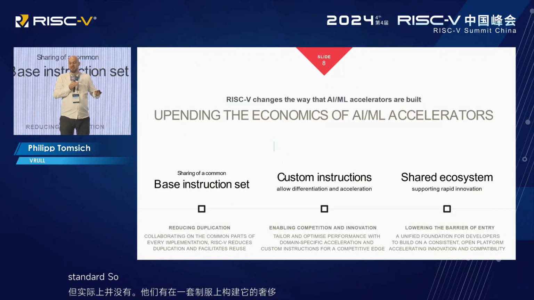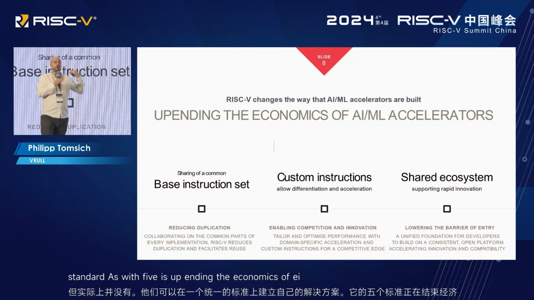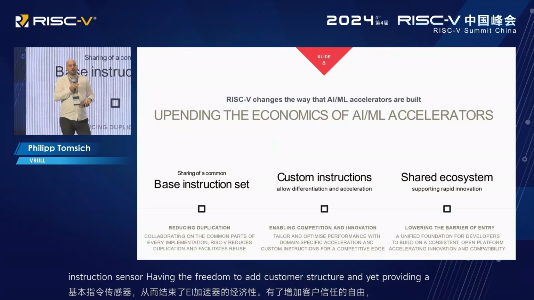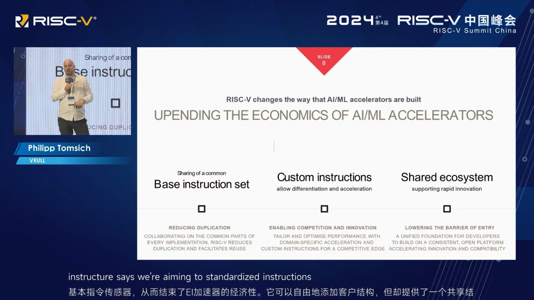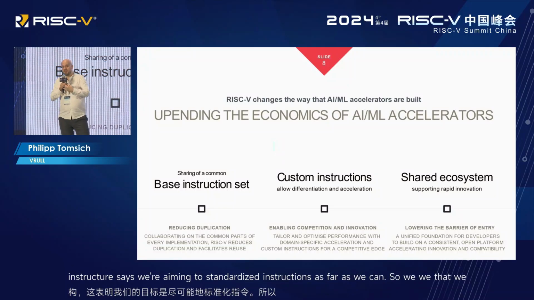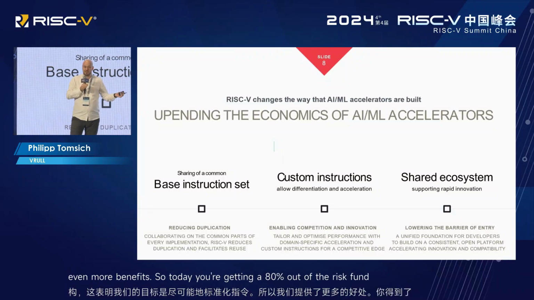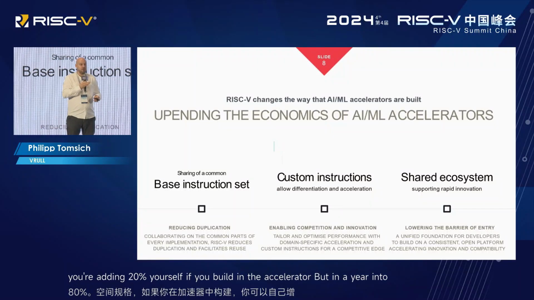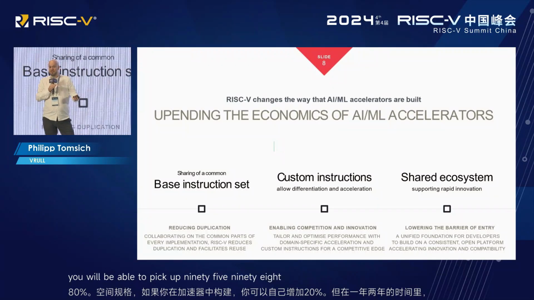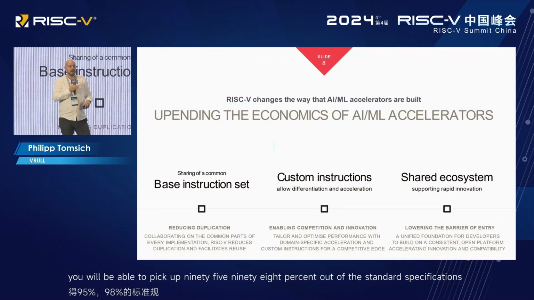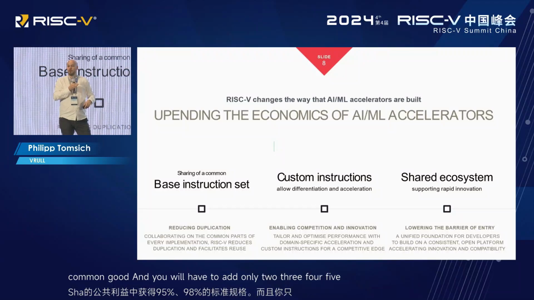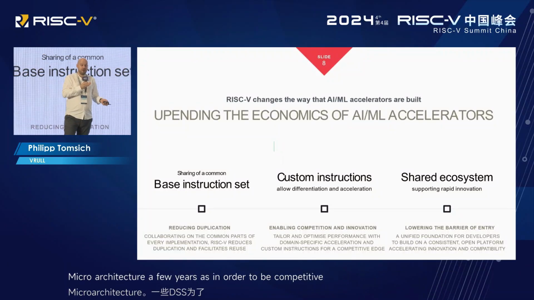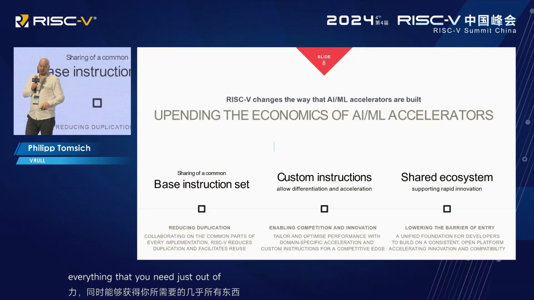So as RISC-V is upending the economics of AI accelerators by providing a common base instruction set, having that freedom to add custom instructions, and yet providing a shared instruction set, we're aiming to standardize these instructions as far as we can so that we provide even more benefits. So today, you're getting 80% out of the RISC-V based specifications, and you're adding 20% yourself if you build an AI accelerator. But in a year, in 2 years' time, you will be able to pick up 98% out of the standard specifications, out of the shared common good, and you will have to add only 2, 3, 4, 5%, which means your own microarchitecture, a few DSAs in order to be competitive, while being able to pick up almost everything that you need, just out of the shared knowledge and out of the standards.